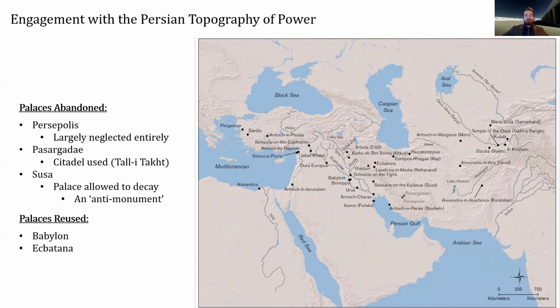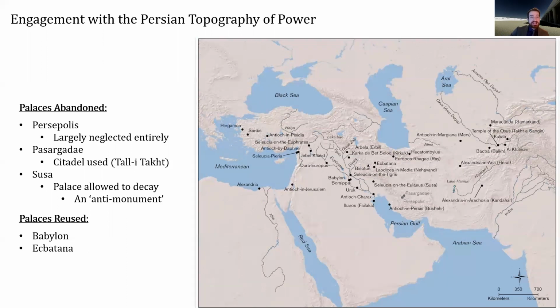So as we spoke about at the beginning of this lecture, they basically largely abandoned Persepolis. After the essential ruin of Persepolis under Alexander, the Seleucids essentially ignore it completely. They don't really engage with it at all. With Pasargadae, as we saw with that coin of Seleucus I, excavated at Pasargadae, they mainly just seem to have used the citadel, the Tali Takht, and it seems to have been kind of a backwater administrative center.